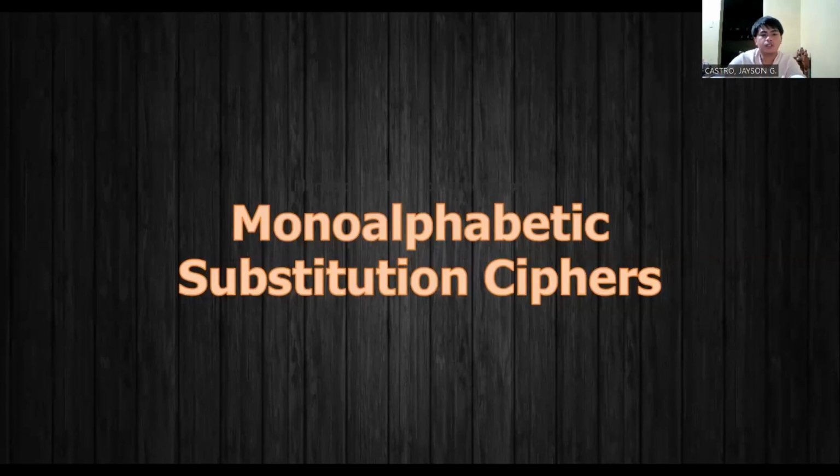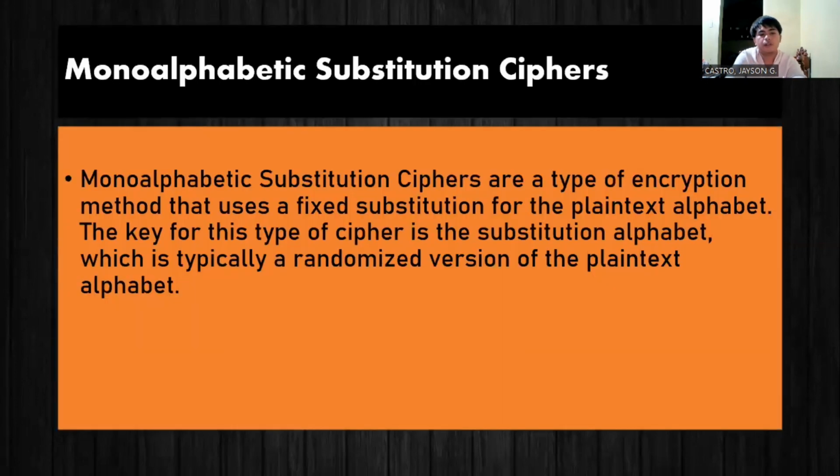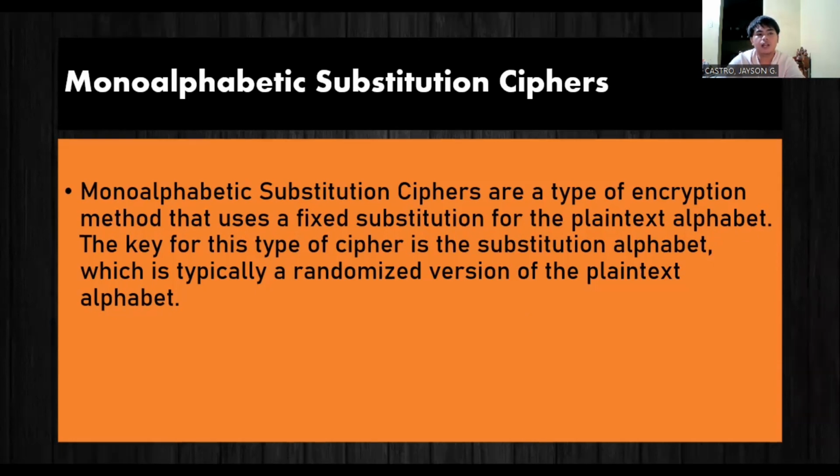Our topic for today is about monoalphabetic substitution ciphers. First, what are monoalphabetic substitution ciphers? Monoalphabetic substitution ciphers are a type of encryption method that uses a fixed substitution for the plaintext alphabet. The key for this type of cipher is the substitution alphabet, which is typically a randomized version of the plaintext alphabet. This means that each letter of plain text is replaced by a corresponding letter of the ciphertext alphabet.